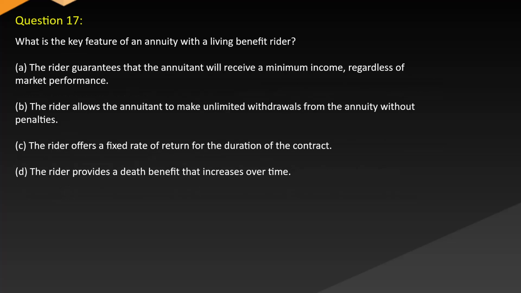Question 17. What is the key feature of an annuity with a living benefit rider? A. The rider guarantees that the annuitant will receive a minimum income regardless of market performance. B. The rider allows the annuitant to make unlimited withdrawals from the annuity without penalties. C. The rider offers a fixed rate of return for the duration of the contract. D. The rider provides a death benefit that increases over time.